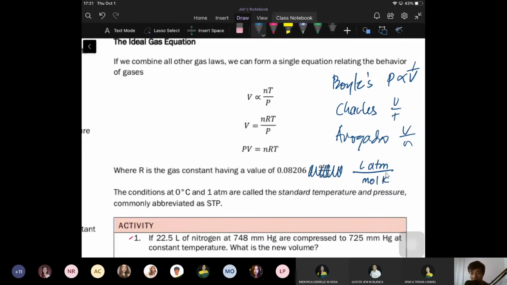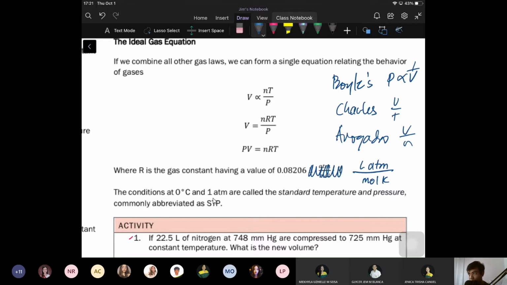No? Ito yung mga suggested unit for pressure, volume, moles, and temperature. So ito yung mga correct units. Liter dapat, atmosphere dapat, mole dapat, and Kelvin dapat. So that means lahat ng temperature na gagamitin natin will not be expressed in Celsius. Rather, we will use Kelvin. No? Okay, so ano pa?